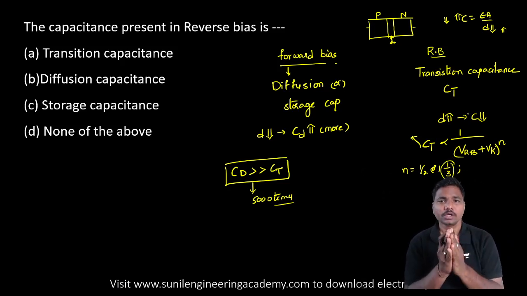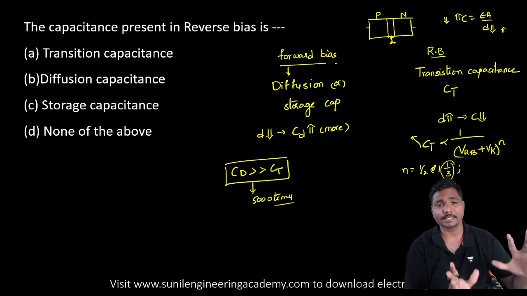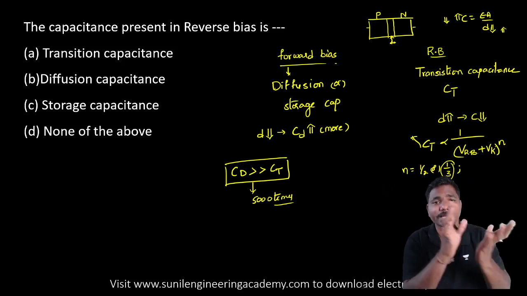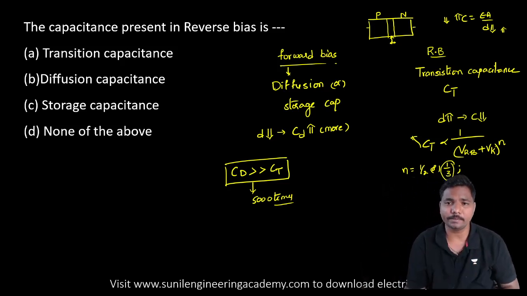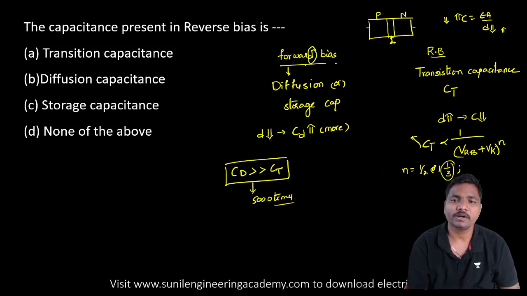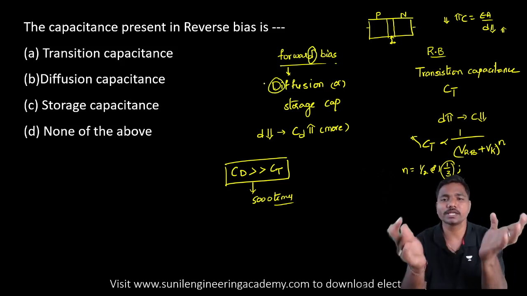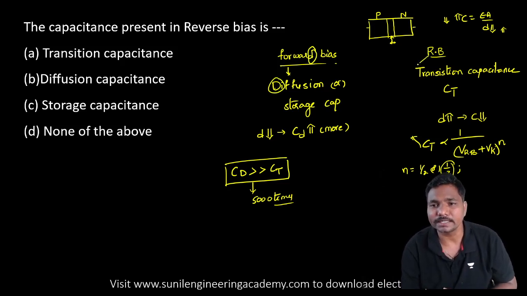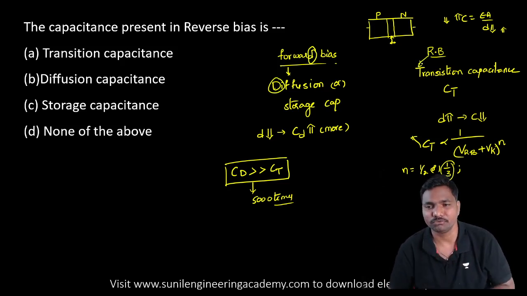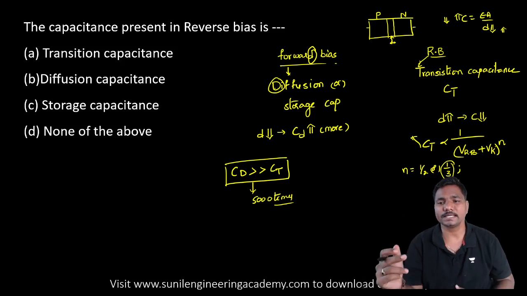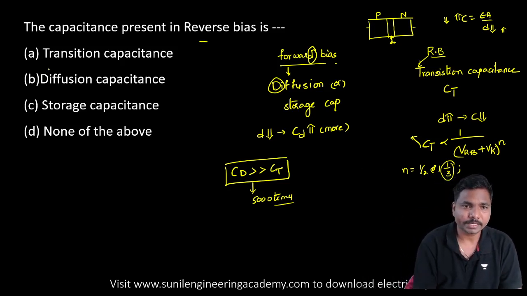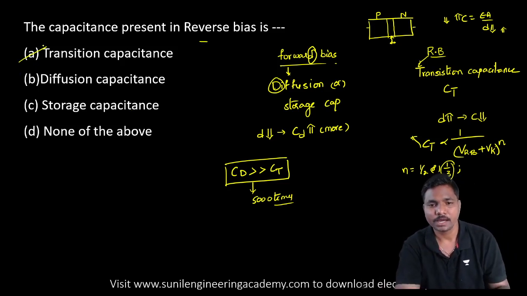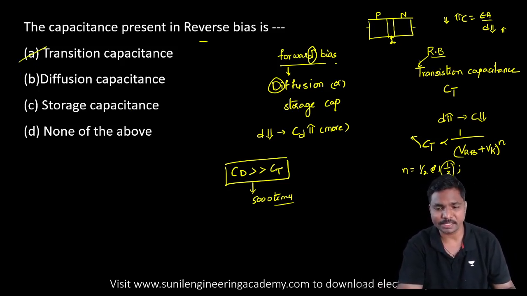So here, the capacitance present in both forward bias and reverse bias: in case of forward bias, it is diffusion capacitance or storage capacitance. In reverse bias, transition capacitance is formed. Based upon this transition capacitance, the varactor diode works. So in reverse bias, it is transition capacitance, and CD, that is diffusion capacitance, is much higher than CT.